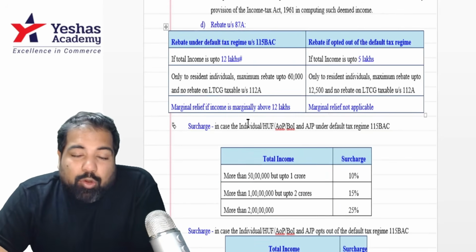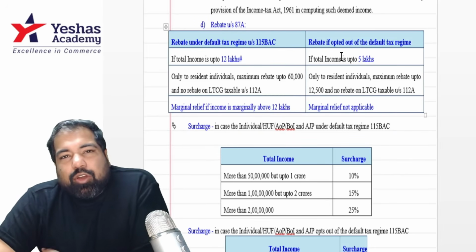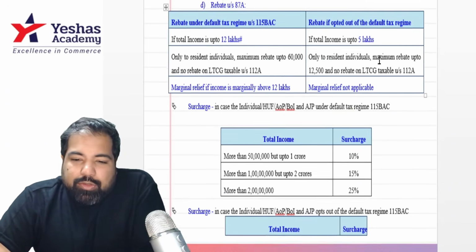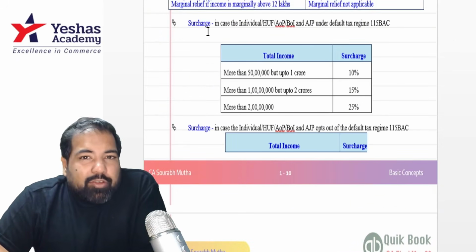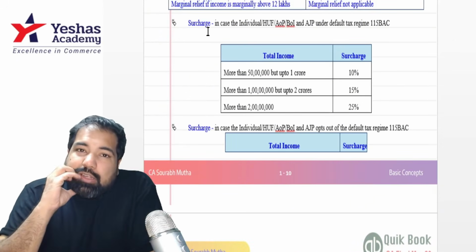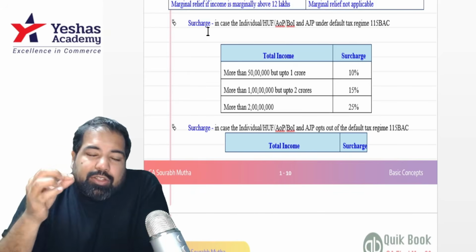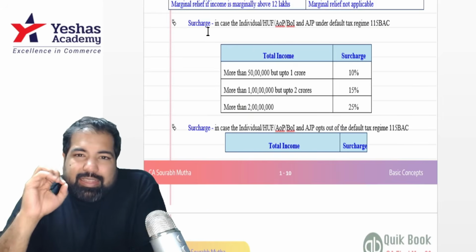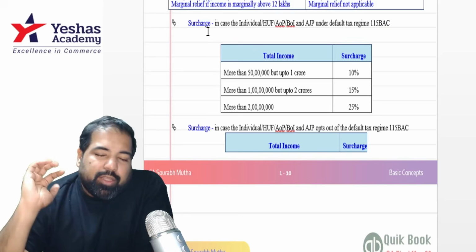Rebate in the new scheme, congratulations, rebate up to 12 lakh rupees. On that, maximum rebate is 60,000. And if you are the old tax regime guy, then only rebate up to 5 lakh and 12,500. Next, surcharge. Yes, guys, if you are lucky enough to earn more than 50 lakhs in a year total income, or more than 1 crore, or more than 2 crore, or more than 5 crore, then be prepared to pay a surcharge, that is a tax on the basic tax, of 10, 15, 25 and 37% respectively. In the new scheme, it's the same except 37 is not there.